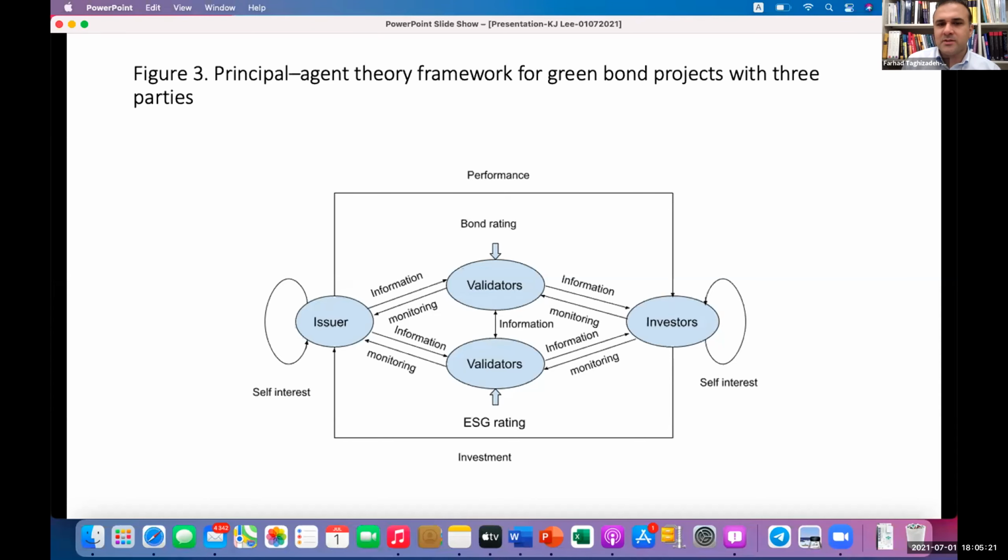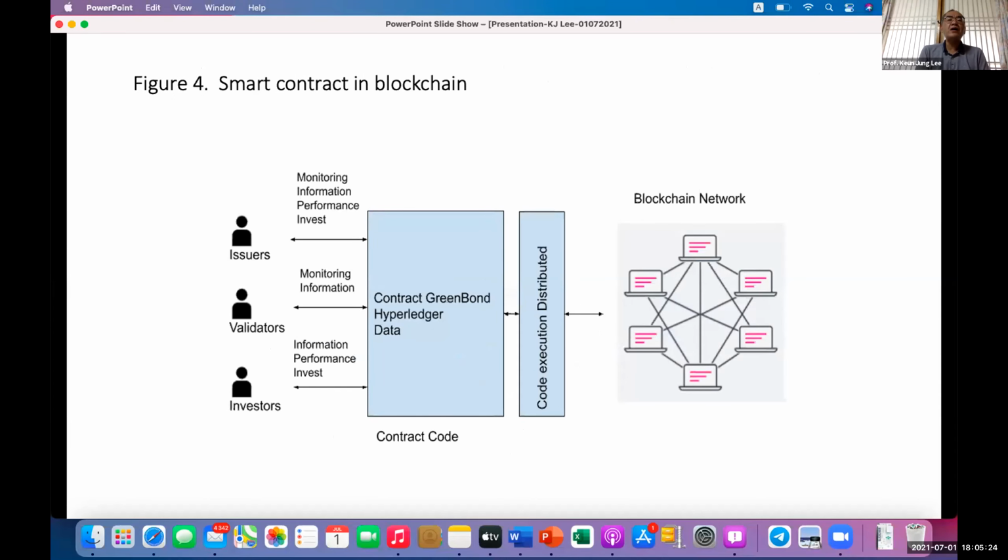That is limited. That is the role of the smart contract in blockchain in this framework. We can connect the issuer, validator, investor, monitoring information, and performance, and the contract code used by the green bond contract then gives the data for execution and distribution. At that point we can build the blockchain network.